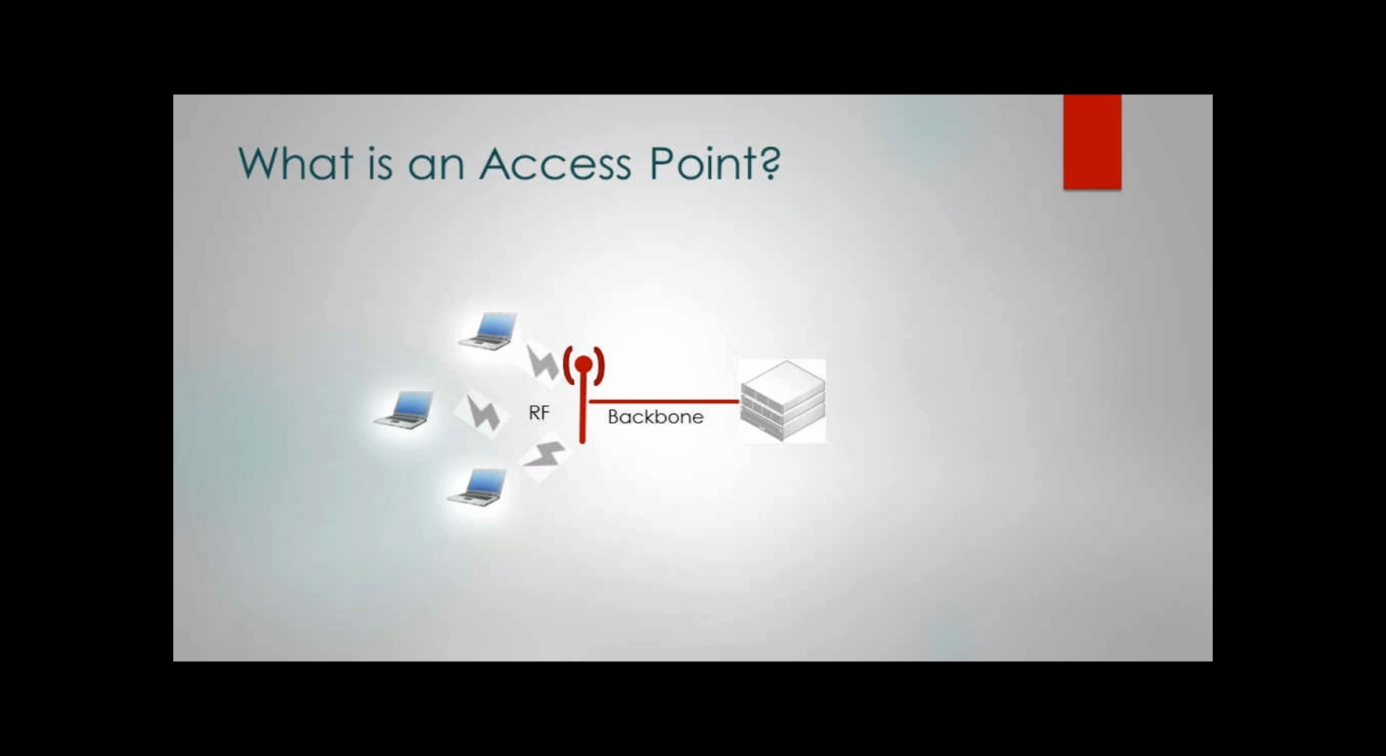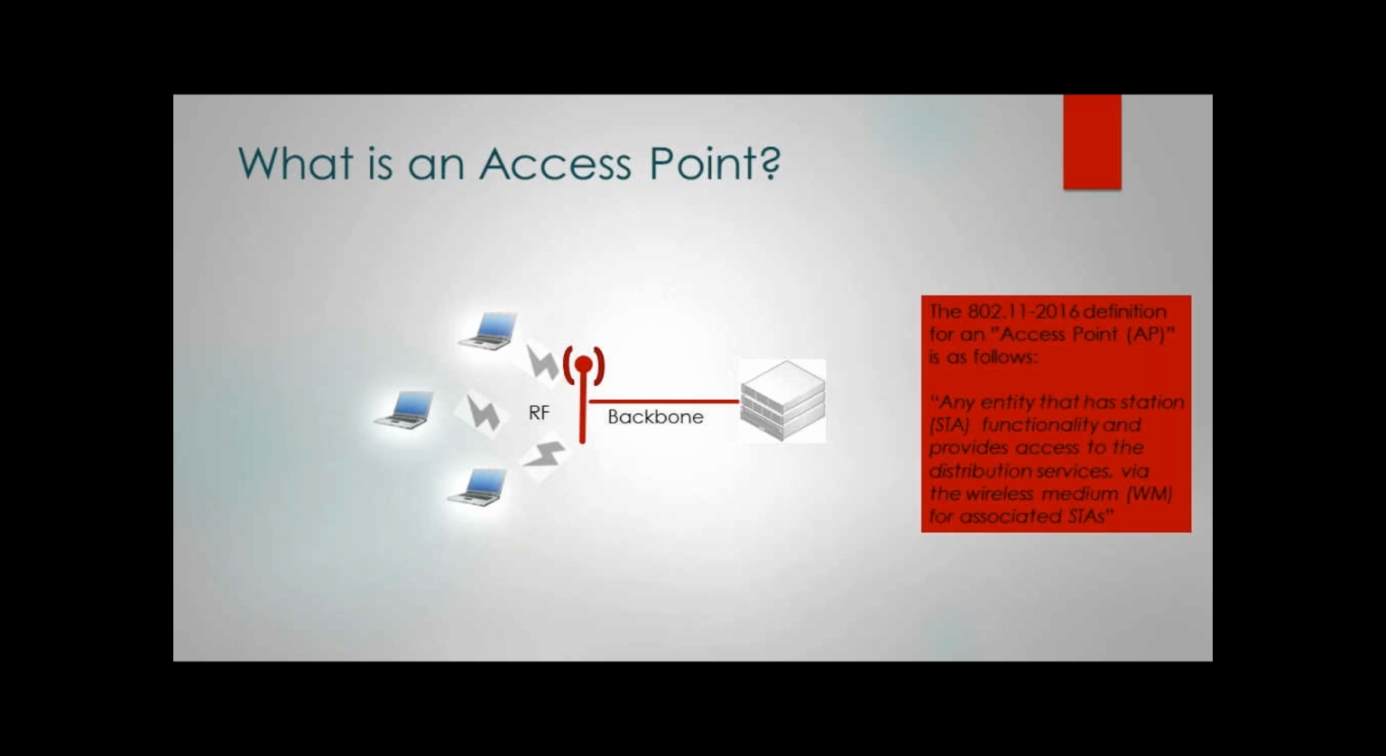Actually, the standard defines the access point as any entity that has station functionality and provides access to the distribution system via the wireless medium. What it means is, you transmit using 802.11, and the access point will translate this information normally to 802.3 or the Ethernet standard. So the access point is a portal.